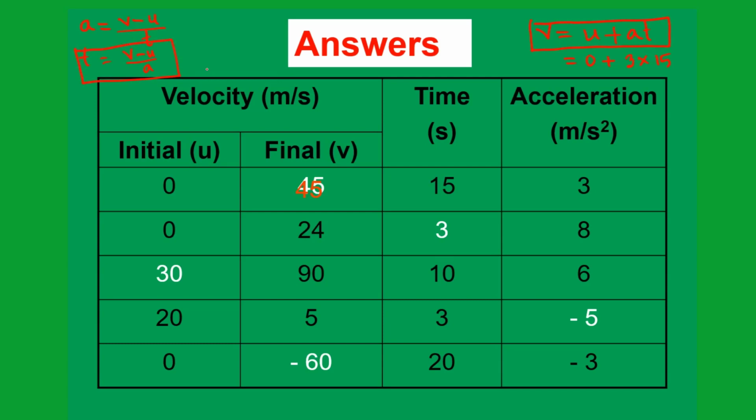Here final velocity is 24 and initial 0, and a is 8, so we can easily find out the time taken is 3 seconds. Likewise we can calculate also third one, fourth one and fifth one. Very easy.